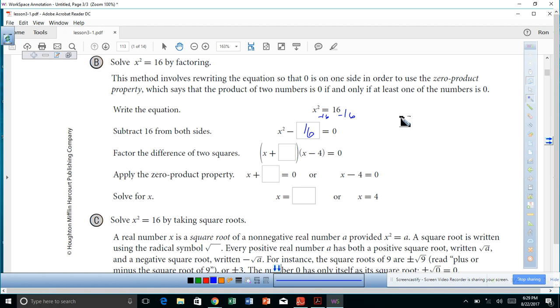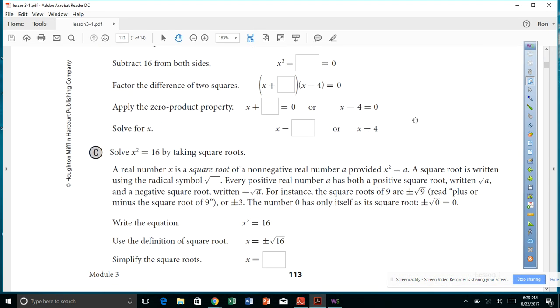So how do we get -16? That would be x plus 4 times x minus 4, since 4 times -4 equals -16. So x plus 4 times x minus 4 equals 0. Apply the zero product property. So x plus 4 equals 0 and x minus 4 equals 0. Subtract 4 from both sides, and we got x equals -4, and add 4 to both sides, and we have x equals 4.